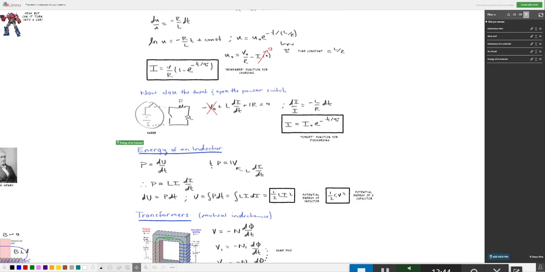Okay, now let's look at the discharge situation. Here I'm going to open the power switch and close this shunt switch. So effectively we're taking this battery out of the circuit. So it's the same expression for Kirchhoff's loop law, except now there's no battery, so I'm just X-ing that out, and I have just this expression left, which is very easy to separate and integrate both sides, and you just get I equals I naught e to the minus t over tau, which is just like the discharging function for a capacitor.